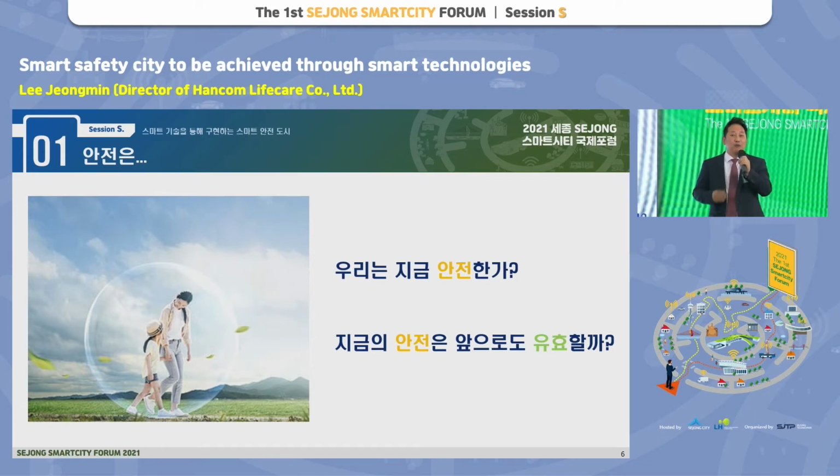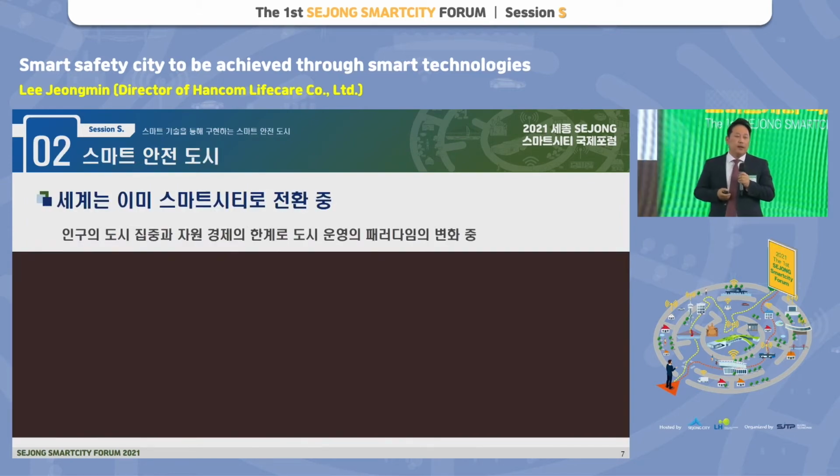So let me ask you another question. Now, are we safe? And if you feel you are safe, is your safety going to be valid in the future as well? That's the question. With that question, I would like to approach this with the theme of smart city.